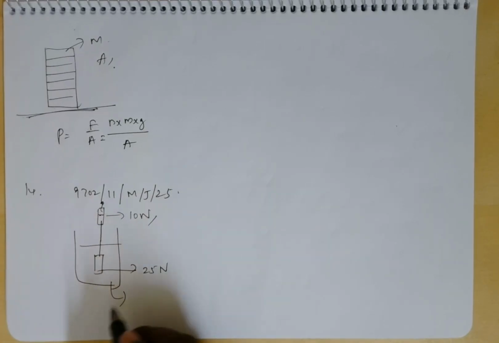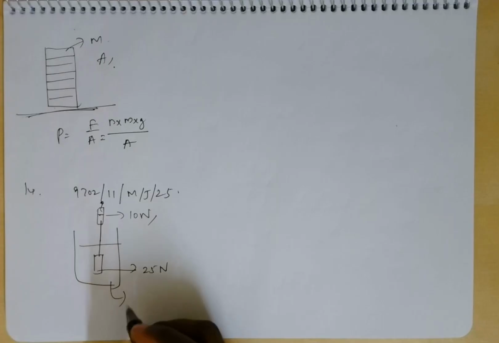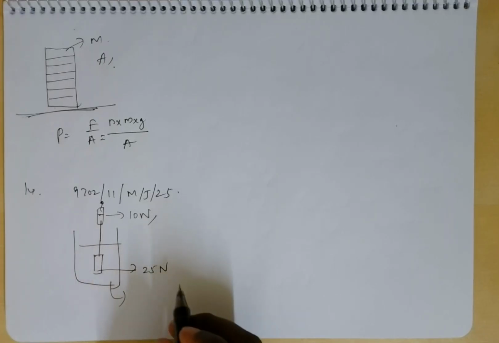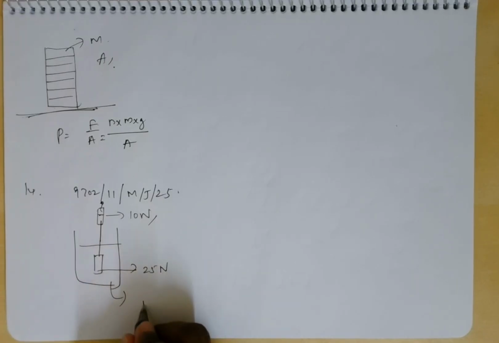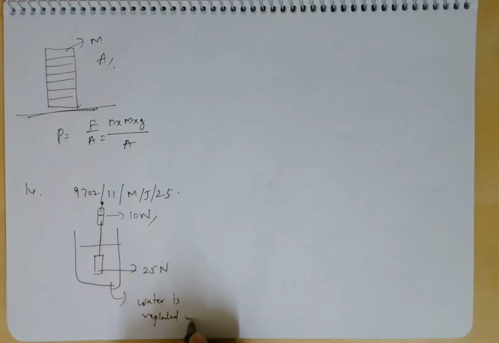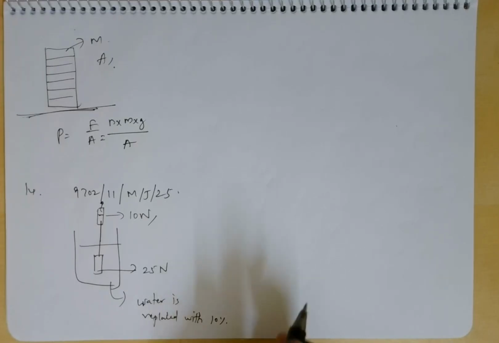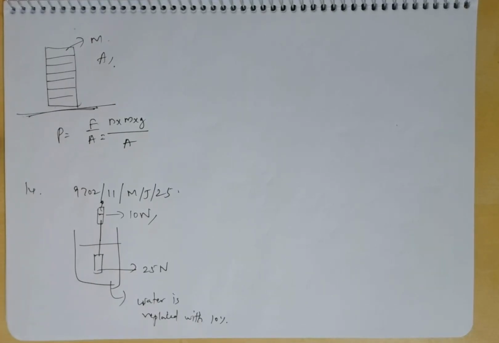Now the water is replaced by a liquid with a density 10% greater than the density of water. So water is replaced with a 10% more dense liquid. What is the new reading on the Newton meter? You remember this question, sir? Try. Do you understand the question, sir?